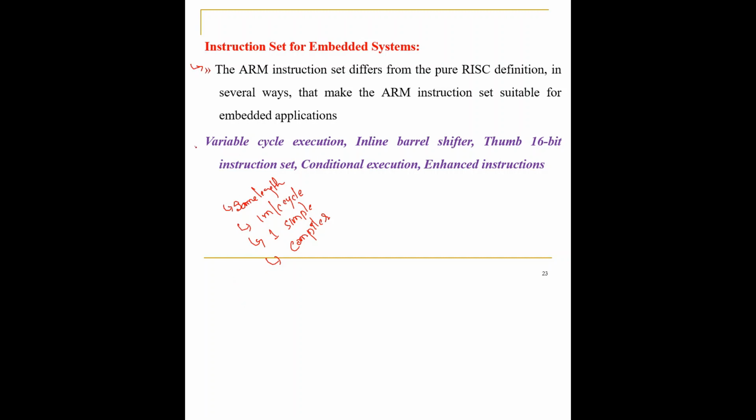It differs in terms of variable cycle execution, which means that I said it executes in one machine cycle, but practically not all instructions get executed in a single machine cycle. The inline barrel shifter is one more additional component added in the ARM processor, which we will check right now. Then the Thumb 16-bit instruction set, which we'll check. Conditional execution: every instruction will be executed only after a particular condition is satisfied. Enhanced instructions: you have some additional instructions in addition to the instructions I mentioned. We'll check these one by one.